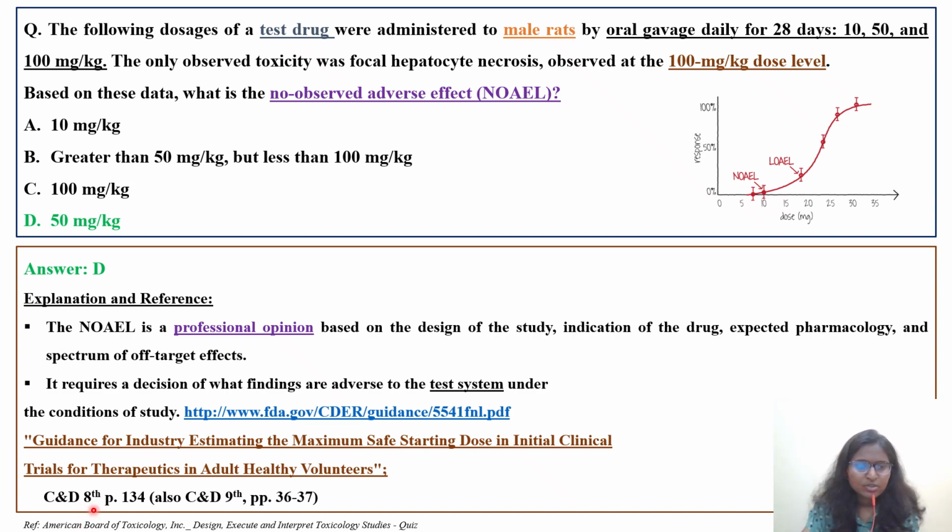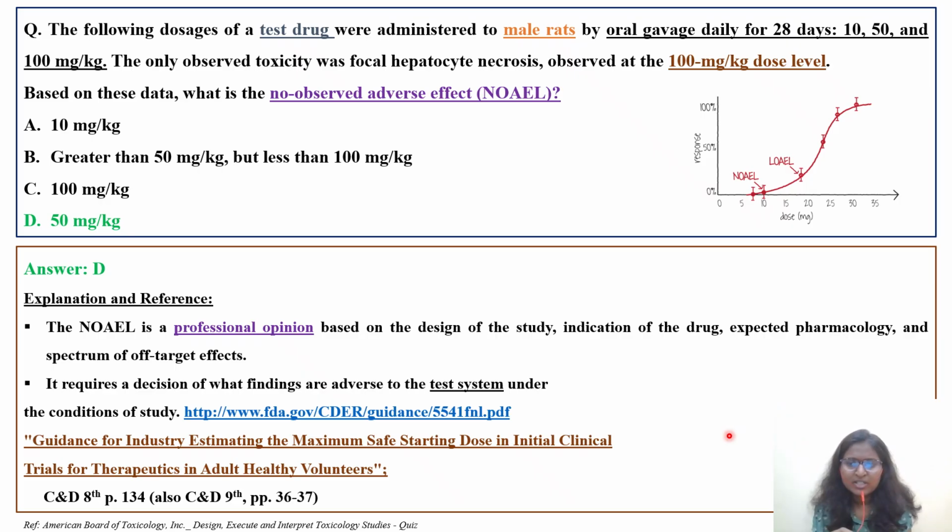You can also refer to Casarett and Doull, 8th revision, page number 134, and the 9th edition also, where they have given pages 36 and 37. So please go back and read. Again, remember the important thing that we have to learn from this particular slide is that you will get such case studies. Those who are working in GLP labs, on repeat dose toxicology, 28-day repeat dose toxicology, study directors, study personnel, will easily know this question. They will be easily able to answer it.